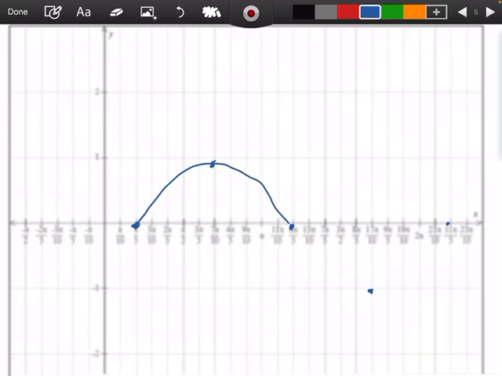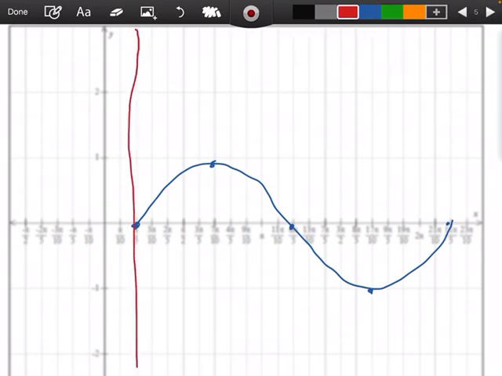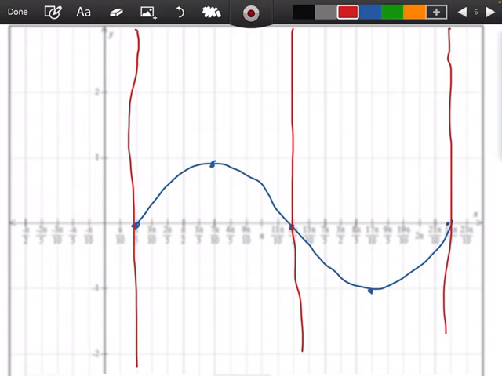So remember, this right here, y'all, is the sine. Now what we're going to do is graph the cosecant. The cosecant says I need to put a vertical asymptote right through here, another vertical asymptote right through here, and one more vertical asymptote right through there. Sorry about that. Okay, so there are my vertical asymptotes.